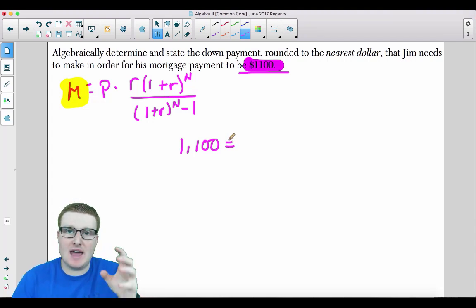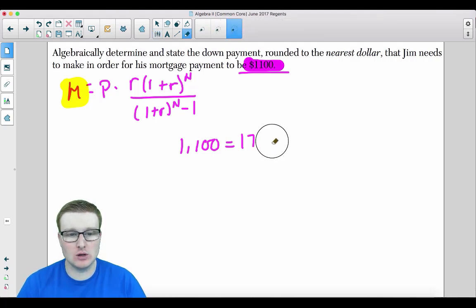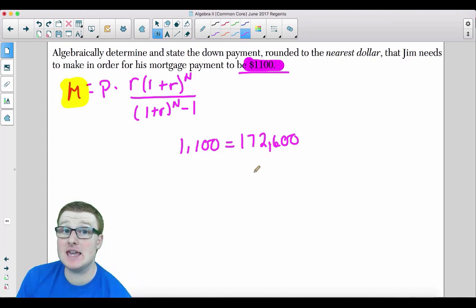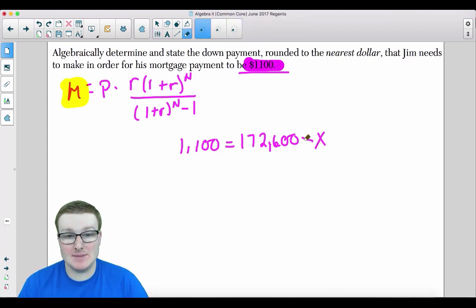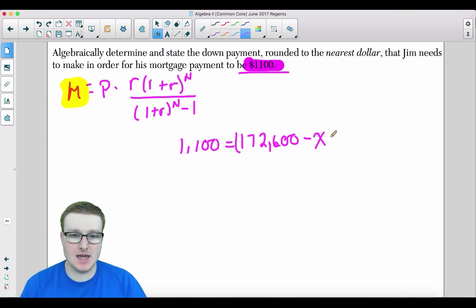Now, the principal is still the same. The house costs the same. So it's still 172,600. But the difference is Jim is now making a down payment. So it's 172,600 minus X, where X is now your down payment. So we're trying to solve for the value of X that he needs to get his mortgage payment down to $1,100 a month, okay? You want to make your mortgage payment as cheap as possible, so he wants to put down a down payment.